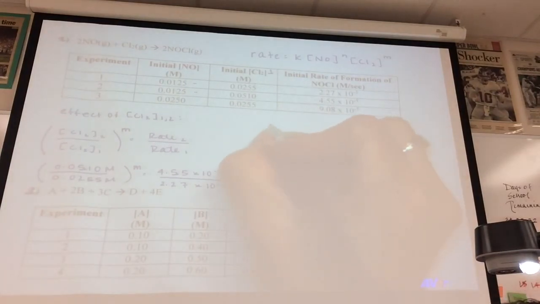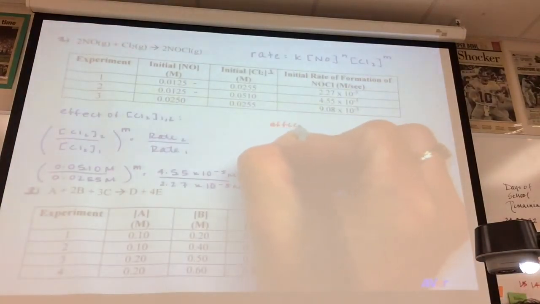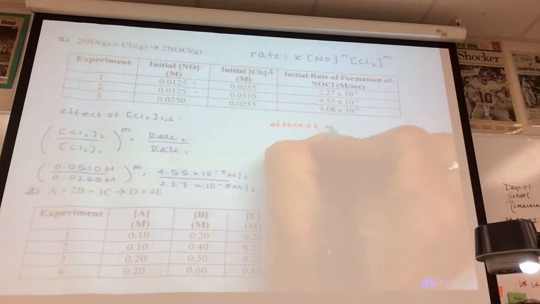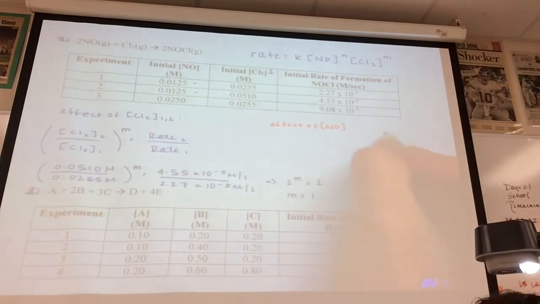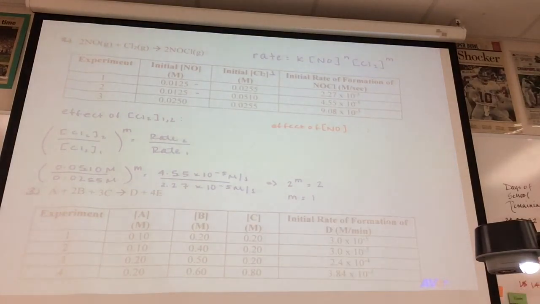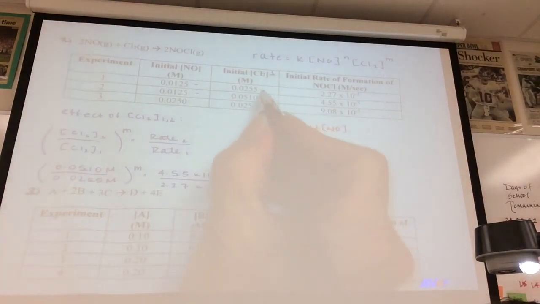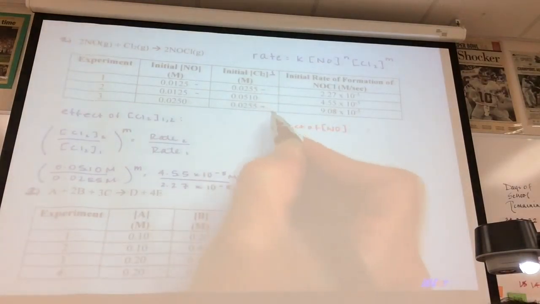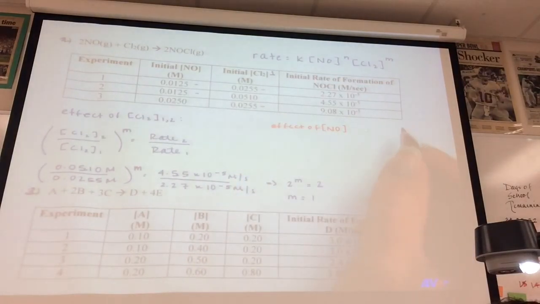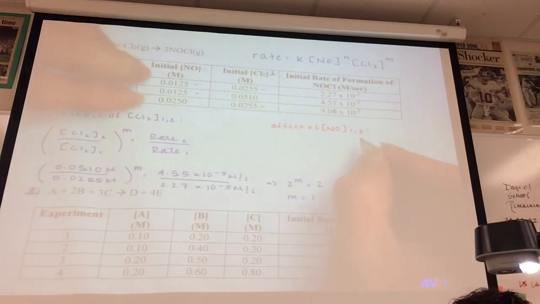Now I'm going to look at the effect of nitrogen monoxide concentration. So what do I hold constant? The chlorine here and here, right? So what two experiments am I going to use? 1 and 3. Correct. And now I look at these numbers, I put the big one over the small one.